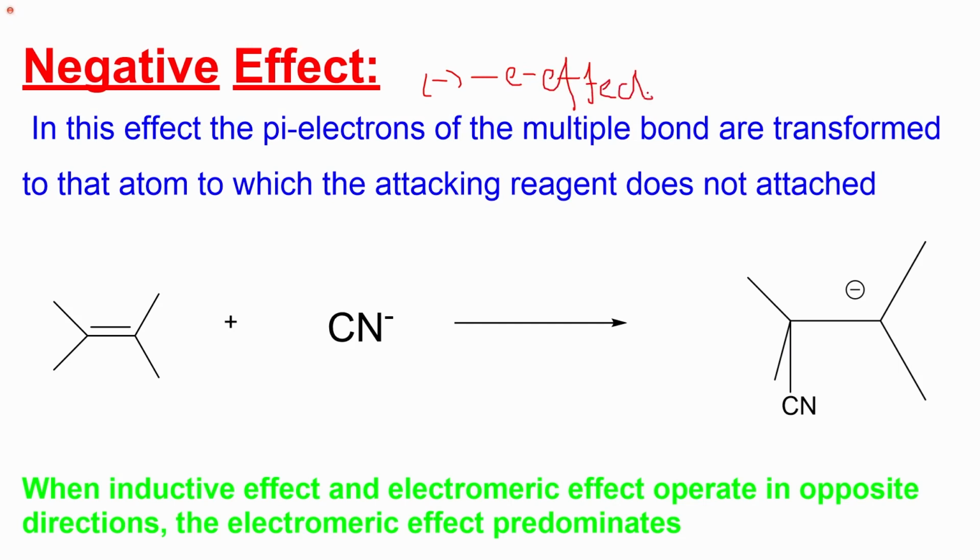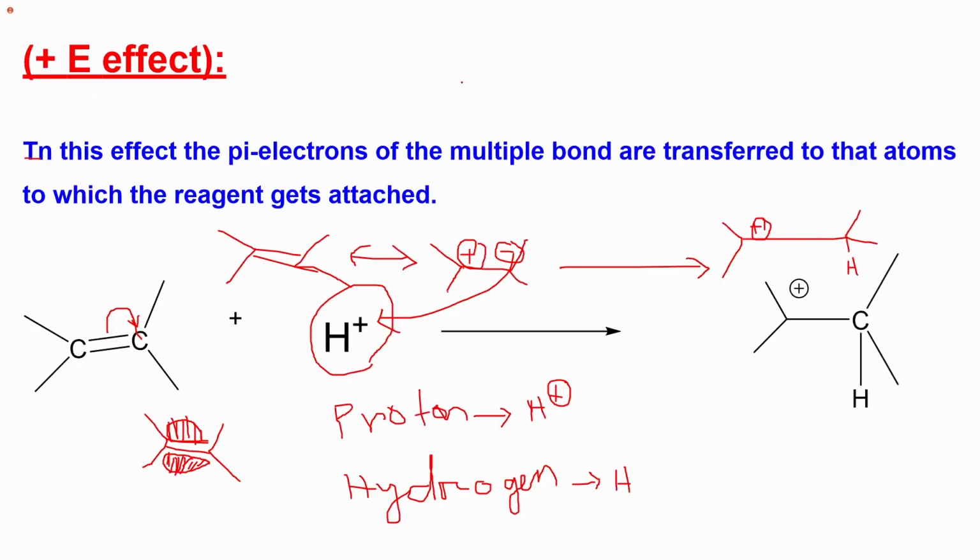So what is the negative E effect? What we have seen in the positive E effect is that the electron goes to the atom where the coming group, the reagent, gets attached. The reagent H plus is coming, so the electron density goes to that carbon. This carbon is attacking, and the reagent gets attached to this carbon only, and there is formation of a positive charge.